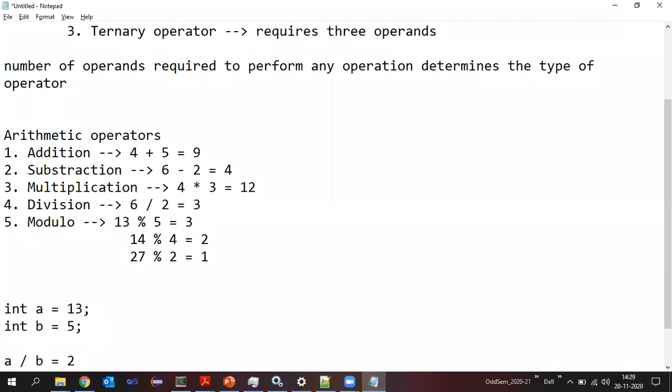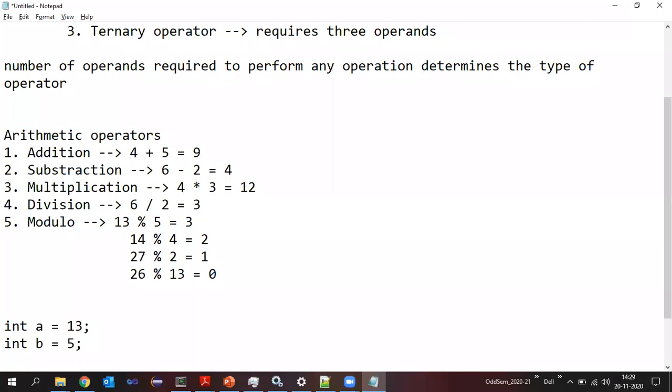Then what about this one? Say 26 modulo 13. It is 0. You get 0. Why 0? Because when you divide 26 by 13 completely, it is divisible by 2, and you don't get any remainder over it. So the answer is 0.